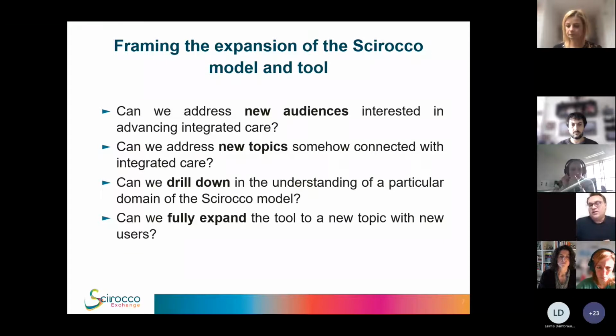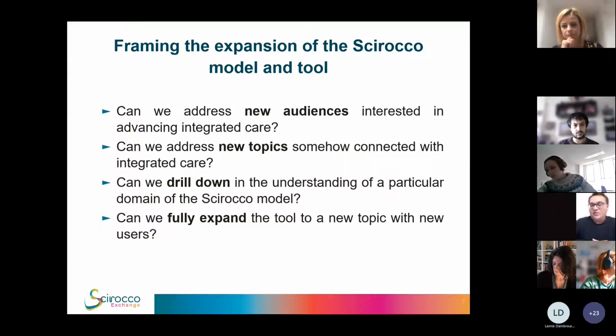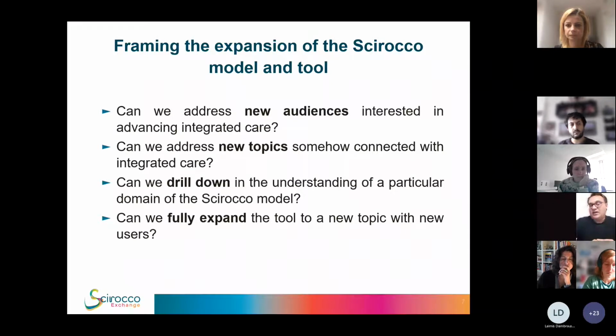The other area of expansion of the model, which is even more challenging, is whether we could discuss other topics that are not necessarily connected with integrated care, or are only slightly connected with it, and would the model and the tool be useful for these cases? Another question that came out when we were discussing expansion is that sometimes the 12 domains and the 6 levels Likert scale could be not enough to capture the nuances of a specific domain. Could we drill down in one of these 12 domains and look for more granularity of information? And this is what we call the drill down approach. So just get deeper into one of the domains.